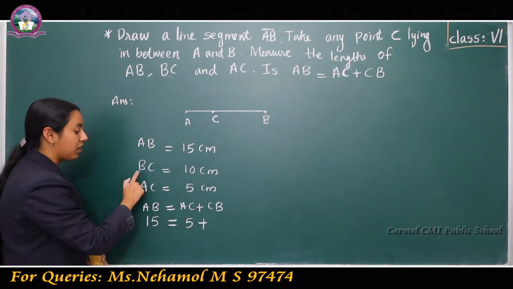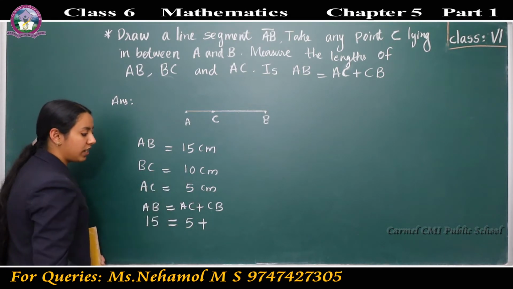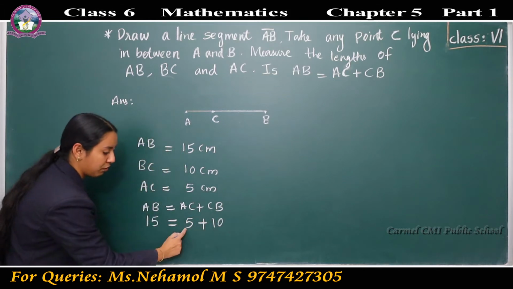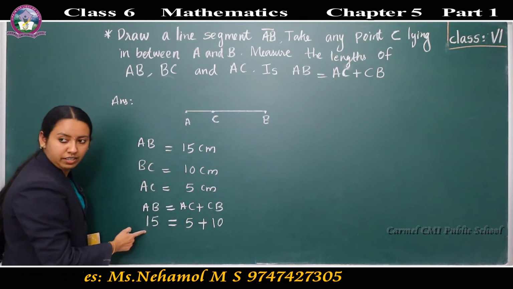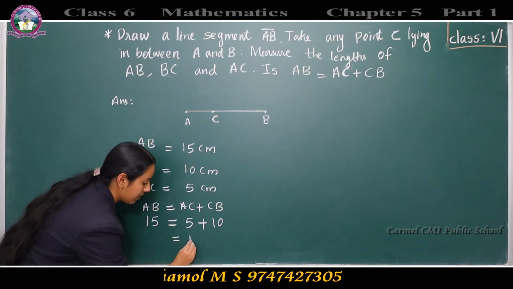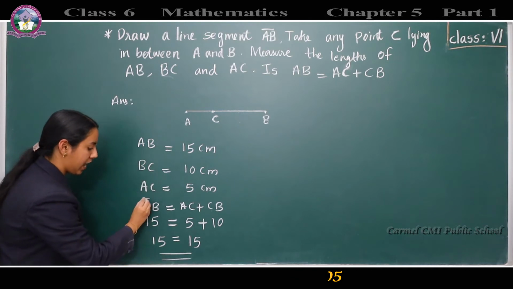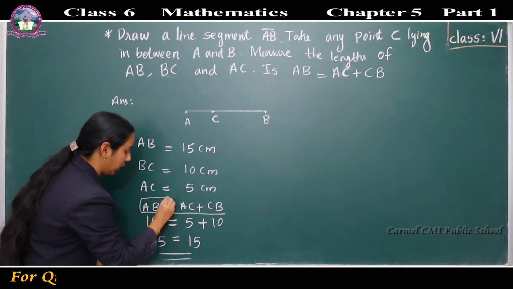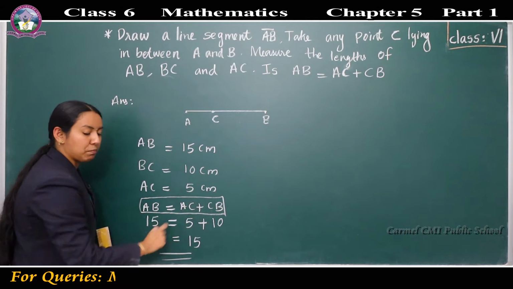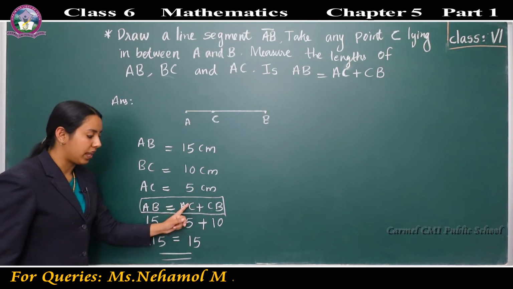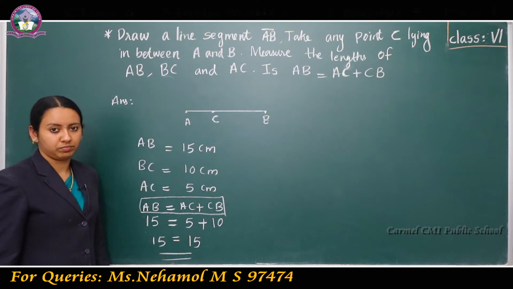CB and BC are same. Then BC is equal to 10 centimeters. So CB 10. Then 5 plus 10 is 15. So we can say AB is equal to AC plus CB.